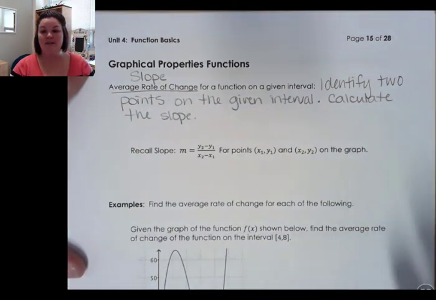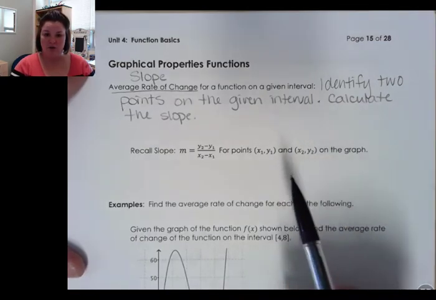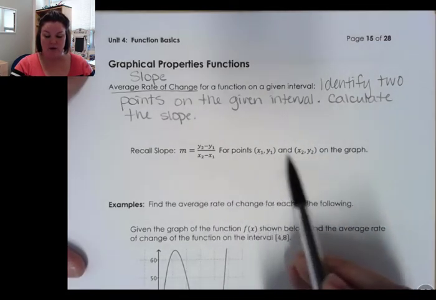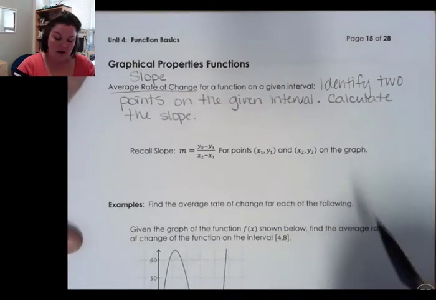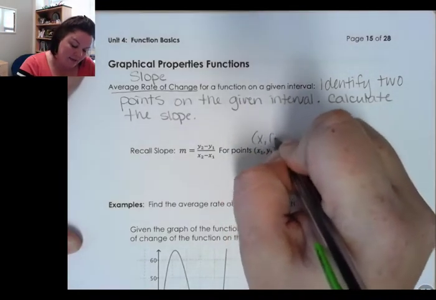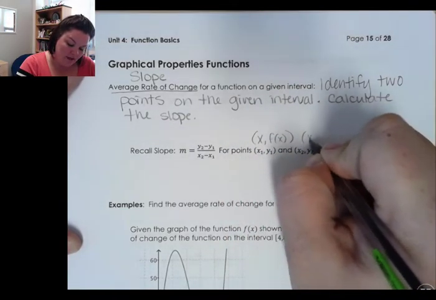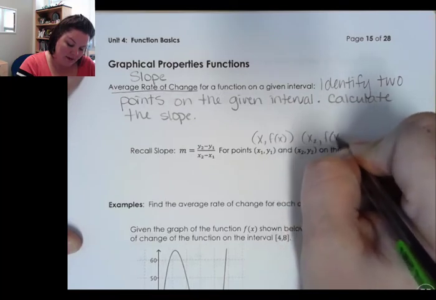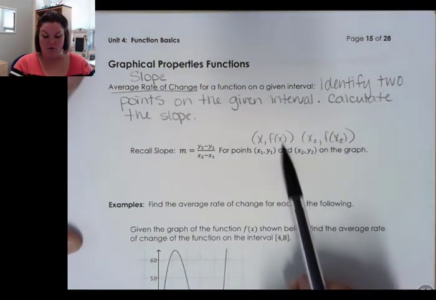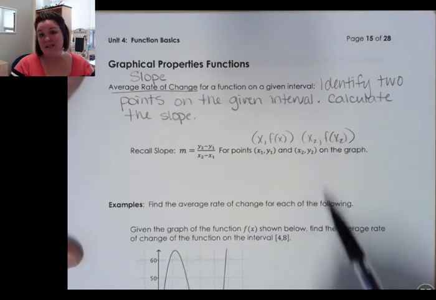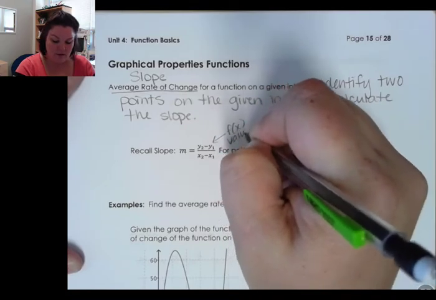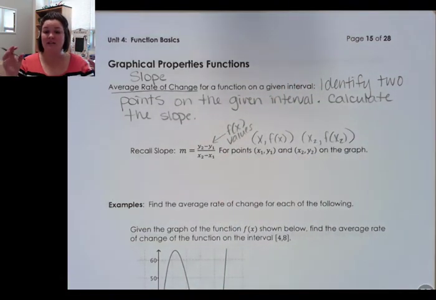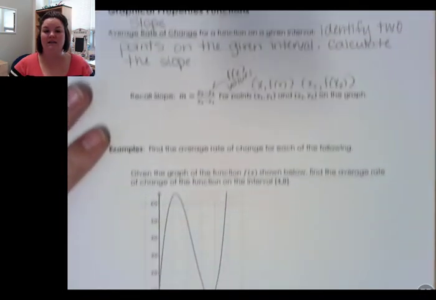Okay, so the 2 points that we find on our given interval, we're used to seeing that the slope is like x1, y1, x2, y2. Because we're specifically talking about functions here, you might see them as x1, f of x1, x2, f of x2. Okay, something like that. So your y values could be listed as f of x values. Okay, so up here we would use our f of x values. But it's the same concept. We're just identifying 2 points that we can use to calculate our slope. Okay, so let's go ahead and look at an example.